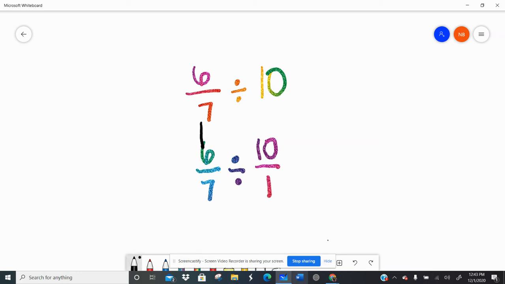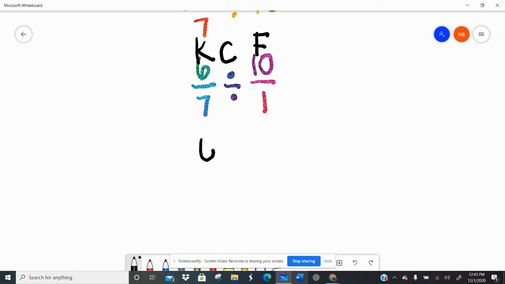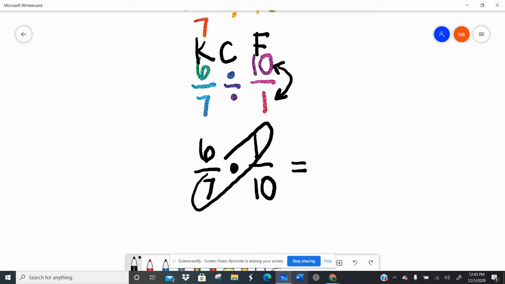So I'm going to use the process keep, change, flip. Okay, so I'm going to keep 6/7, change division to multiplication, and then flip 10/1. It'll become 1/10. Okay, so now I have a multiplication problem. So I look, can I cross simplify? Well, 7 and 1 cannot be reduced, right? 1 and done, can't do anything with that. So let's look at 6 and 10. 6 and 10 are both even numbers, so they can both be divided by 2. 6 divided by 2 is 3. 10 divided by 2 is 5.